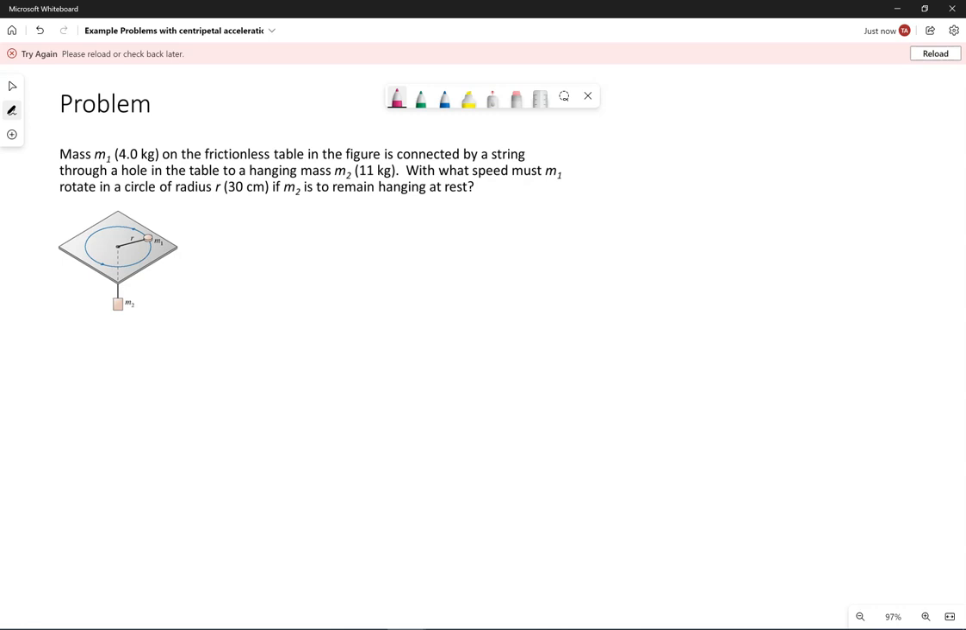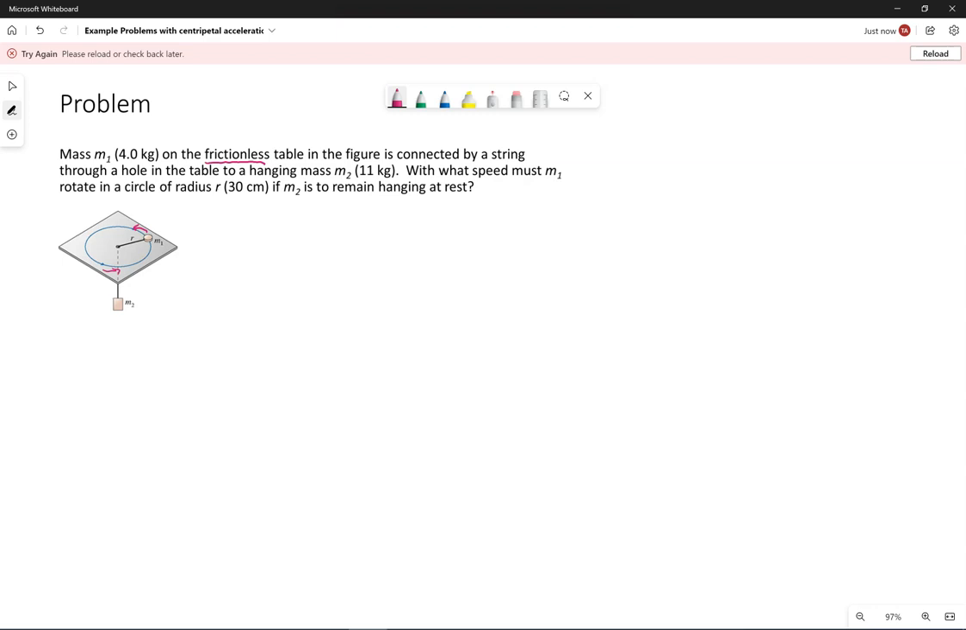So another problem here. This one involves two masses. The mass one on the table, it's telling us this table is frictionless. So there's no friction to keep that mass from sliding. But we've gotten that mass rotating, so it's moving in a circle.